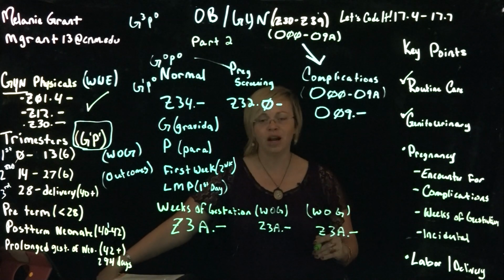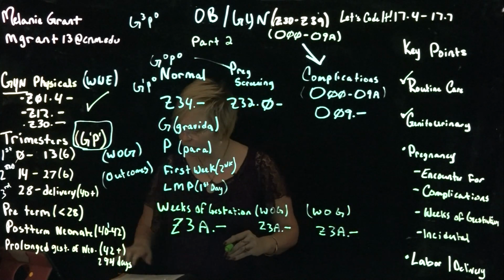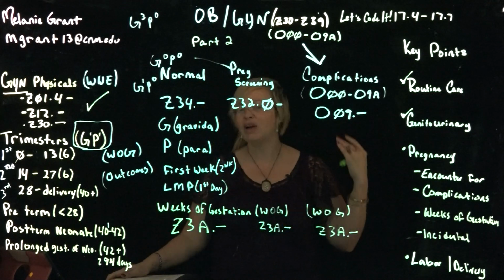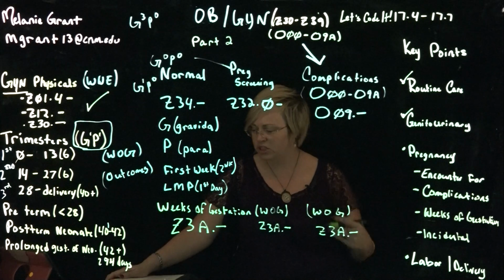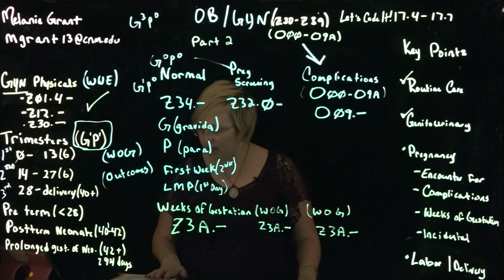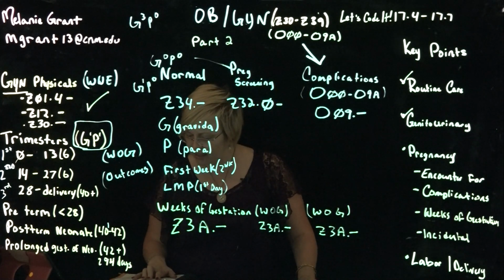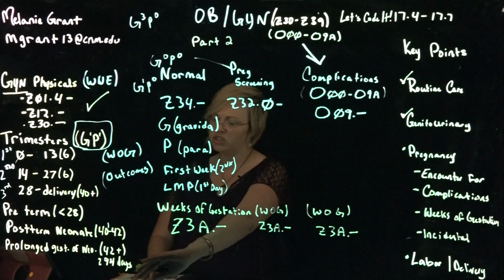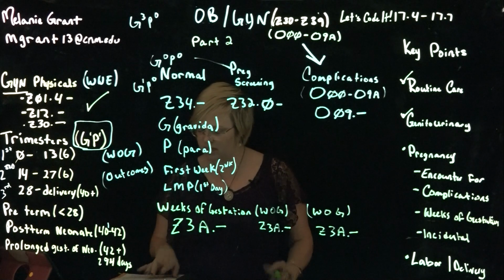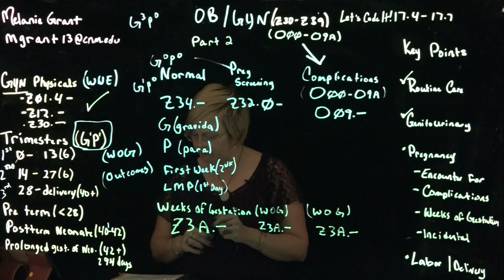So if it's under 8 weeks, you're going to have your 01, and then after 8 weeks and starting on 8 weeks, it just counts up with each week of gestation, and it goes all the way up to 42, and then greater than 42 for your prolonged gestations are going to be Z3A.49.